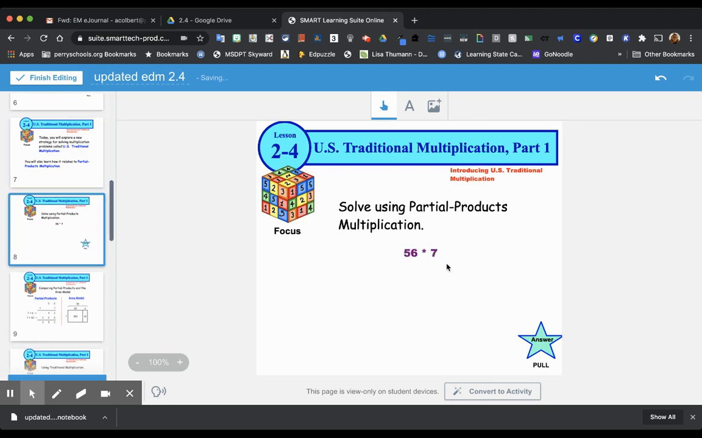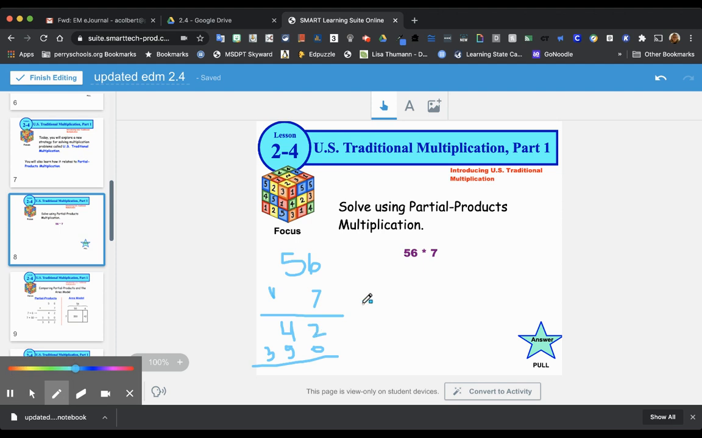So we have 56 times 7, and you've been introduced to partial products in previous years in the Everyday Math program. So I want you to pause and take 56 times 7, but using partial products this time. Okay. So you can see here I have 56 times 7.